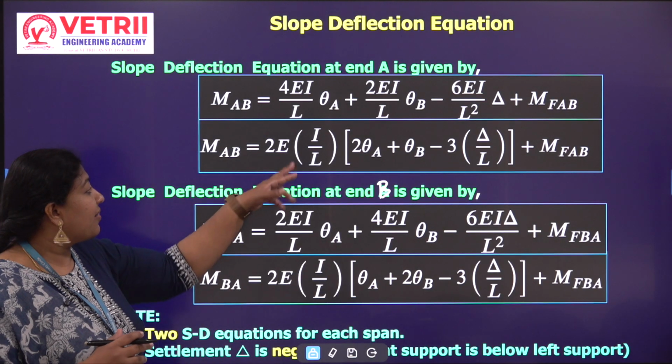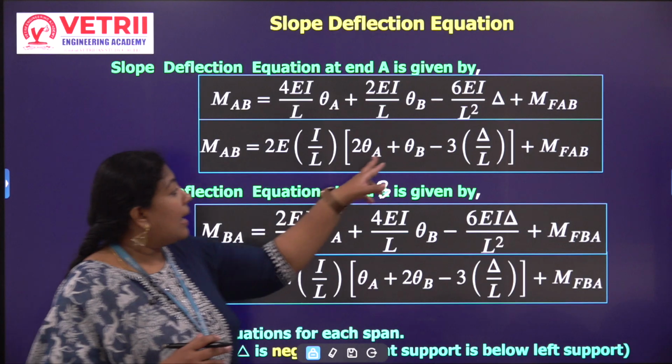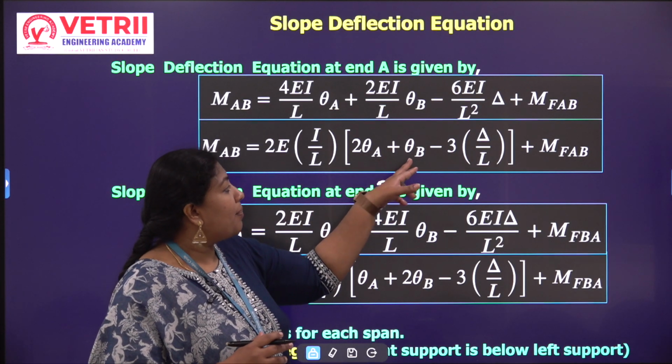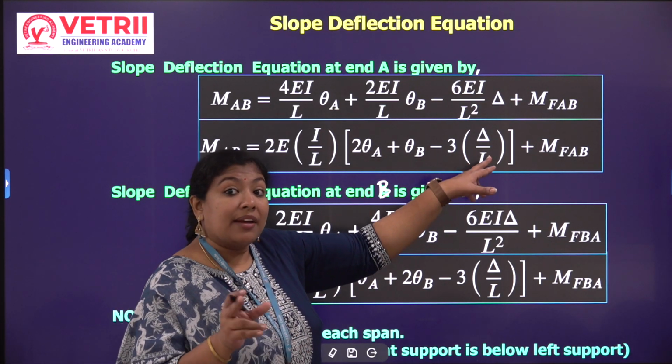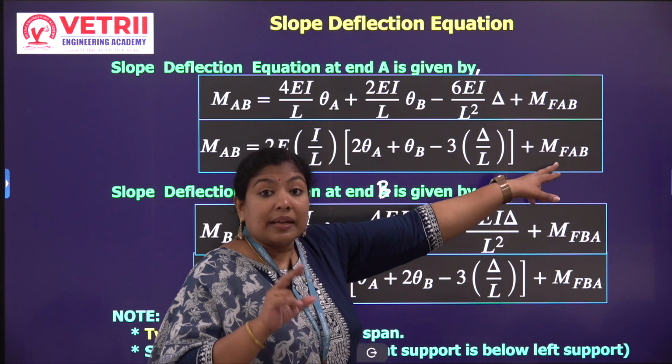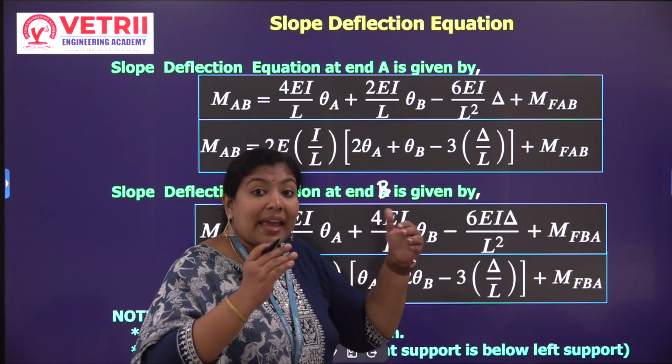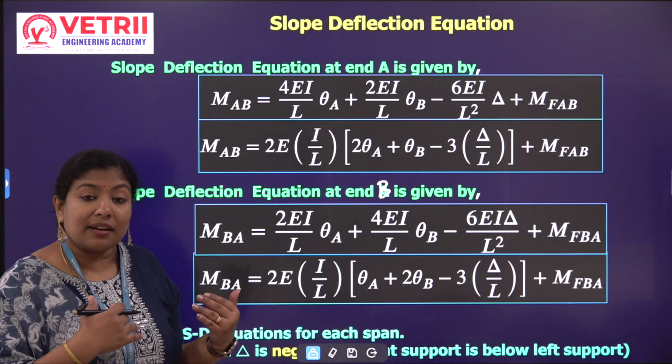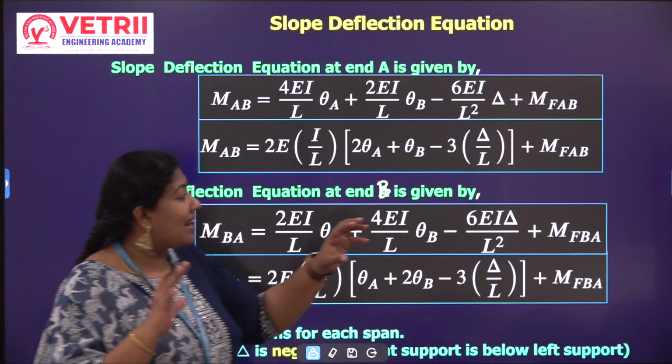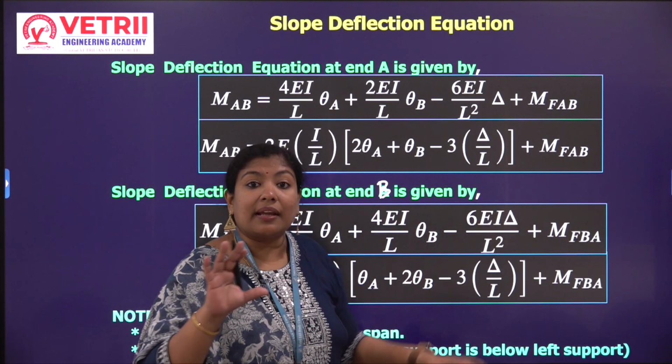Correct? So if I am taking 2 EI by L common, I can get the formula as 2 theta A plus theta B minus 3 delta by L and fixed end moment FAB. So from A to B, it is the left hand side fixed end moment. So you have a direct set of formulas for different types of loadings.